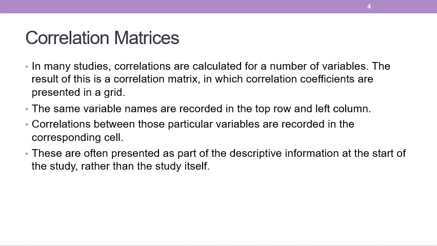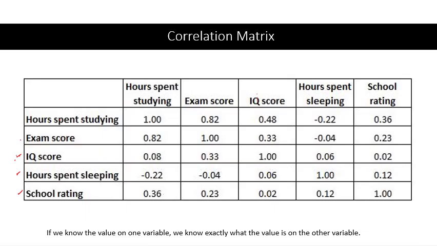In many studies, correlations are calculated not just for one pair of variables, but for lots of pairs of variables. And this creates what we call a correlation matrix, in which correlation coefficients are presented in a grid. You'll see that the same variable names are recorded in the top row and left column, and correlations between those variables are recorded in the corresponding cell. Usually when you see this, it wouldn't comprise the whole study. This would be like descriptive data showing who the individuals were that participated in the study. So I'm going to skip this one for now.